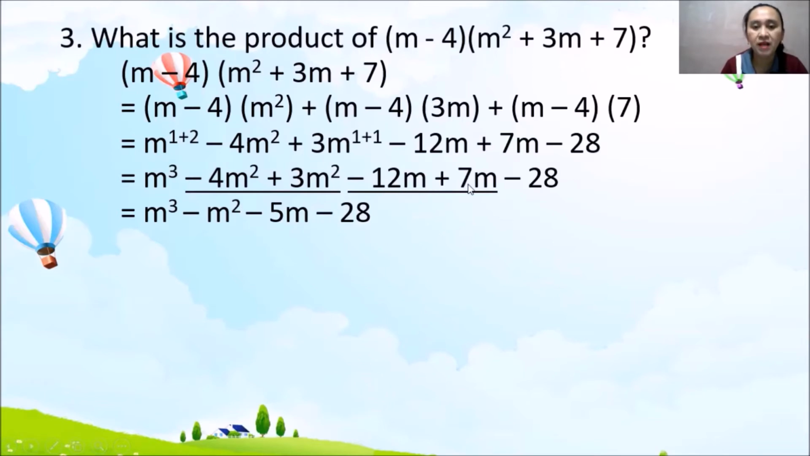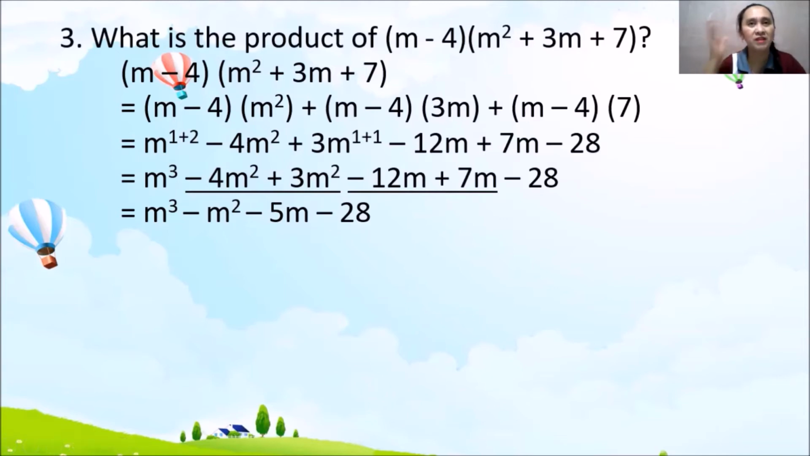Negative 12m plus 7m. Again, the signs are not the same. Subtract 12 minus 7 is 5. And the sign of 12 is minus. Kaya minus 5m. Bring down minus 28. So therefore, the product of m minus 4 and m squared plus 3m plus 7 is equal to m cubed minus m squared minus 5m minus 28. I hope clear po.